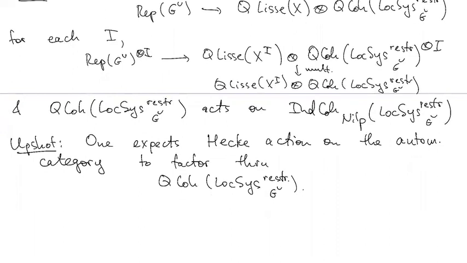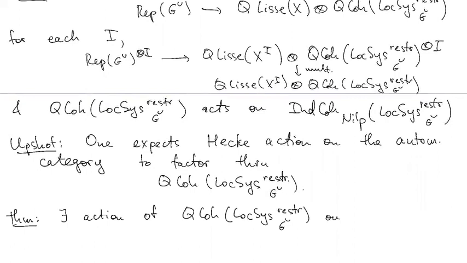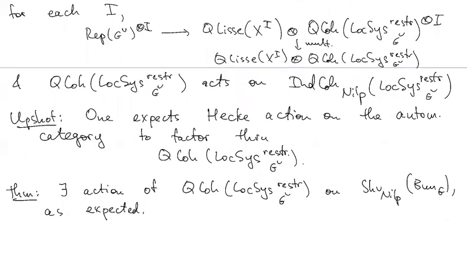Let me state the theorem and then I'll explain a few things about it. So the theorem is that there's an action of quasi-co on restricted local systems. If you check, on the sheaves with nilpotent singular support on G, kind of as expected. Let me say what this means in terms of this more naive spectral decomposition, in terms of Hecke eigensheaves and whatnot.